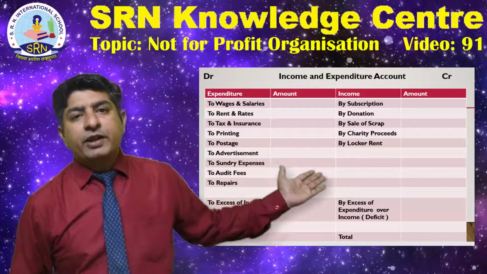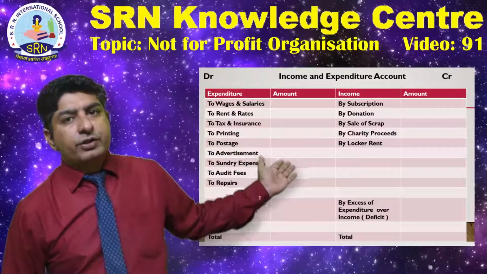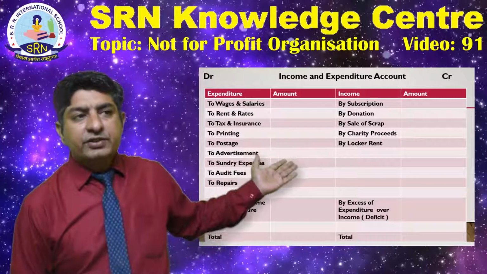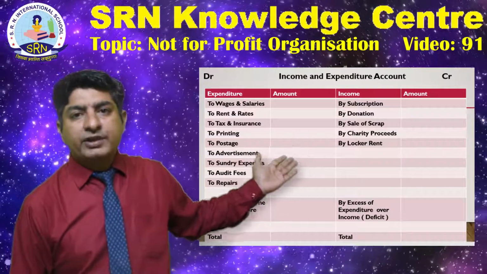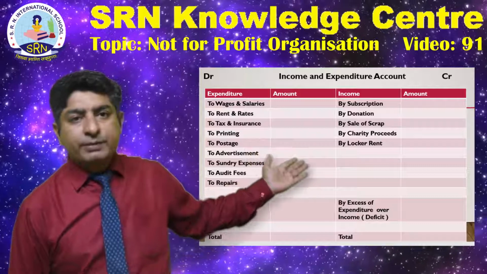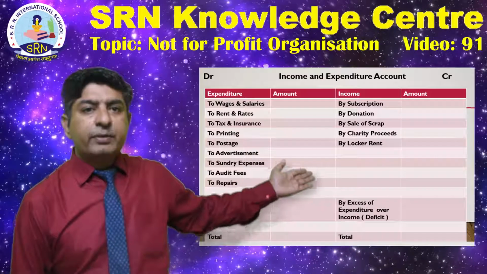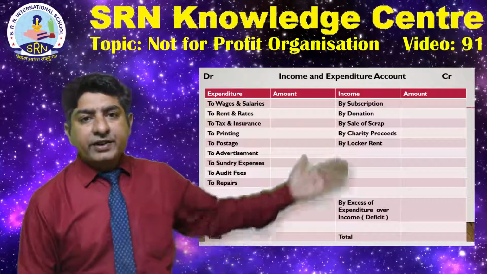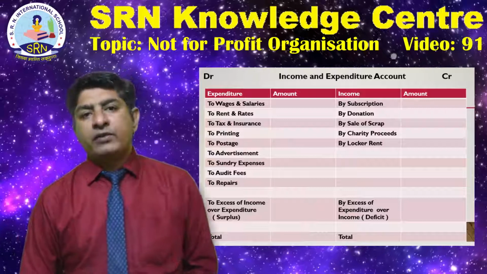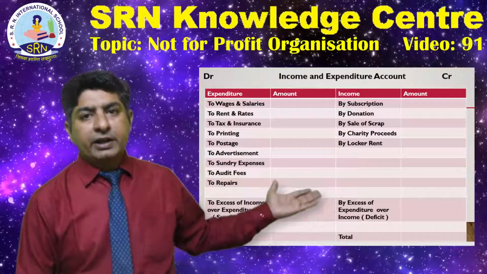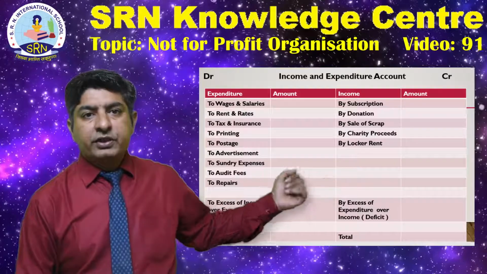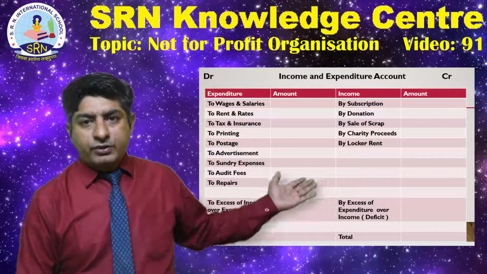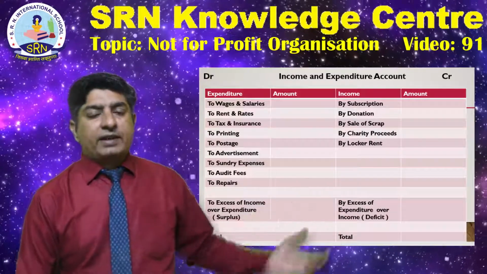The debit side is the expenditure side. It records only revenue expenditures related to the current year. The revenue expenditures are like wages, salaries, rent, taxes, insurance, printing and stationery, postage, advertisement, sundry expenses, audit fees, repairs, renewals, etc. Now let's move to the credit side. The credit side is the income side. It records only revenue receipts related to the current year, like subscription received, general donation received, sale of scrap, proceeds from charity show, lockers rent, etc.